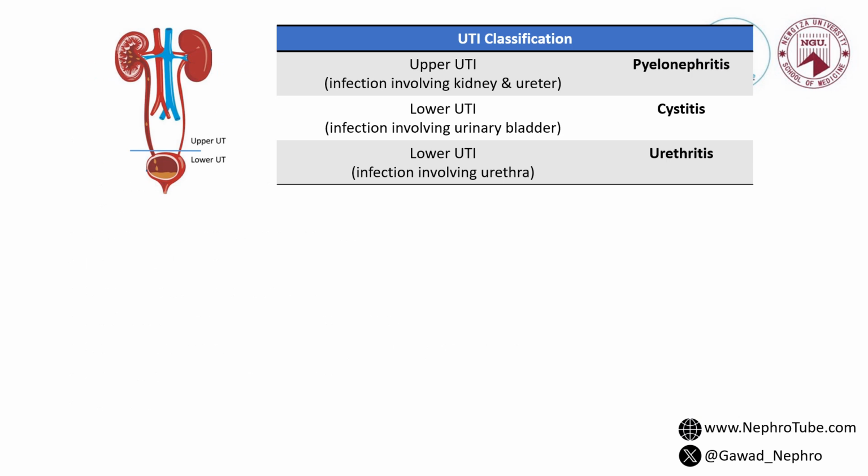We have three terminologies regarding UTI classification. We can classify it into three categories. The first one is pyelonephritis, where there is upper urinary tract infection in the kidney and ureter. Then we have cystitis, which is considered a lower urinary tract infection involving the urinary bladder. And finally, urethritis, which is also considered a lower urinary tract infection involving the urethra.